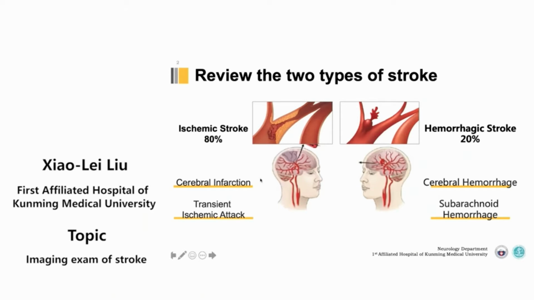It also includes the transient ischemic attack, called TIA, when the arteries are blocked just for a while. The other type is hemorrhagic stroke, which accounts for about 20%. It happens when the artery is ruptured. The two subtypes are cerebral hemorrhage and subarachnoid hemorrhage. All the subtypes have different neuroimaging manifestations.